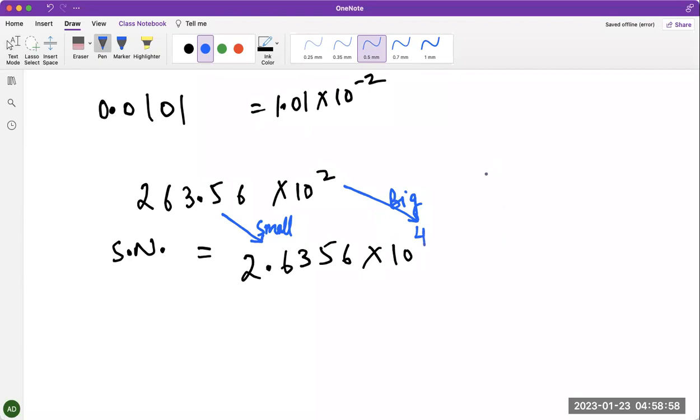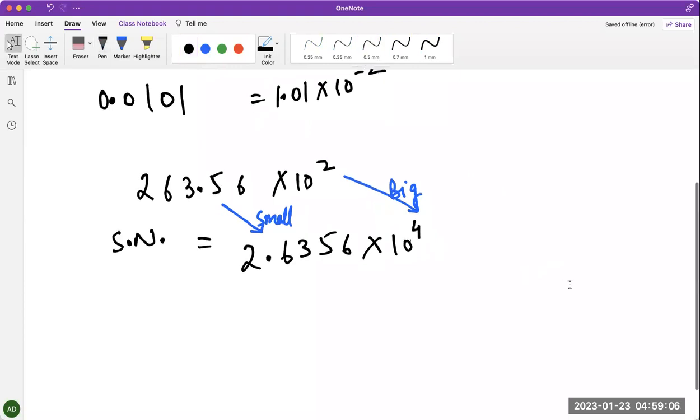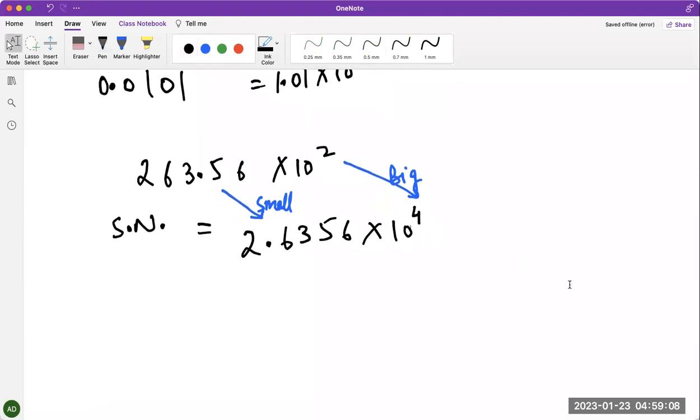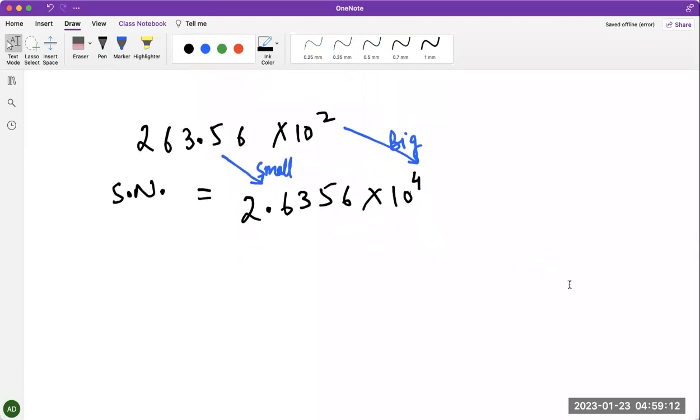Okay, so let me color code it to the same color. This becomes 10 to the power 4. Okay, so that will be the final answer. Okay, let's keep doing some more problems so that we are confident with this.